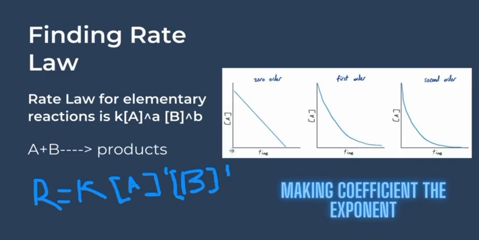Finding rate law. Let's find the rate law for bimolecular reactions. To write the rate law for these equations, we can use this as our example. A plus B to products. Rate equals rate constant times concentration of A. And since these are elementary one-step reactions, you can use the coefficient and turn it into the exponent.